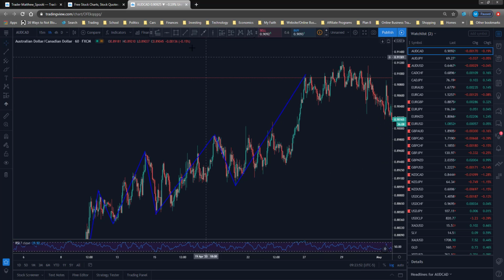And now we are going to go into a bit of a retrace. We're going to retrace. We're going to extend. I didn't click on it right.